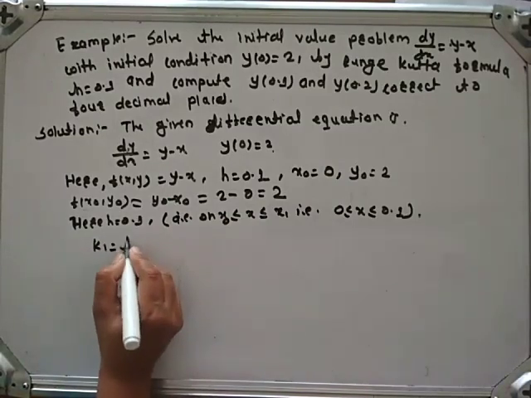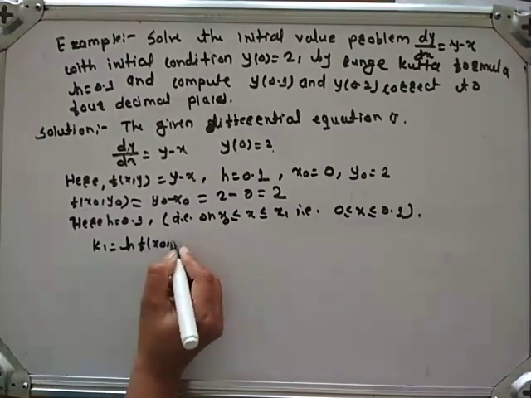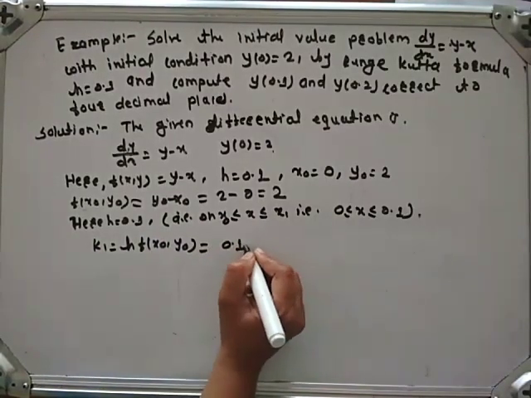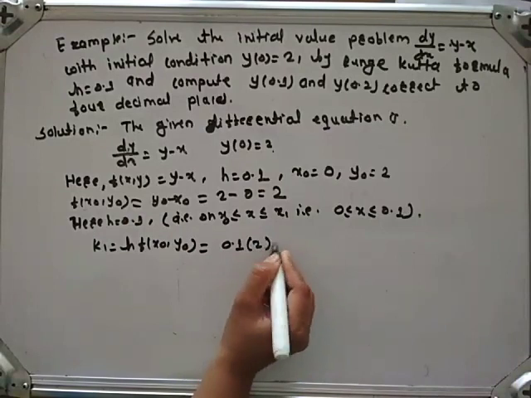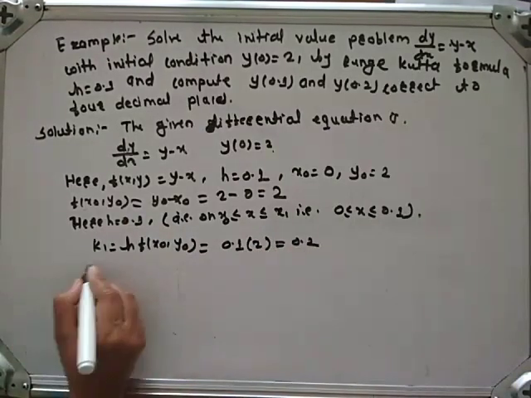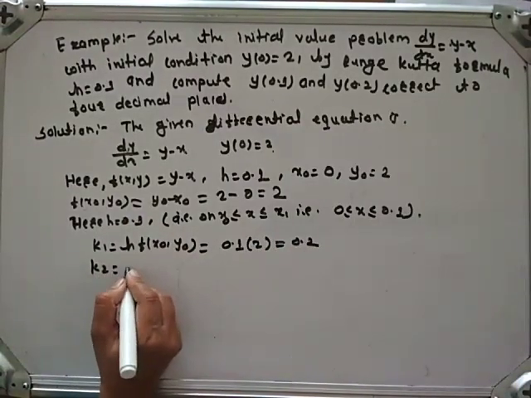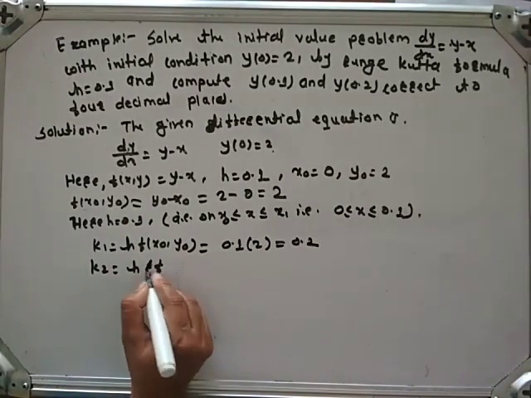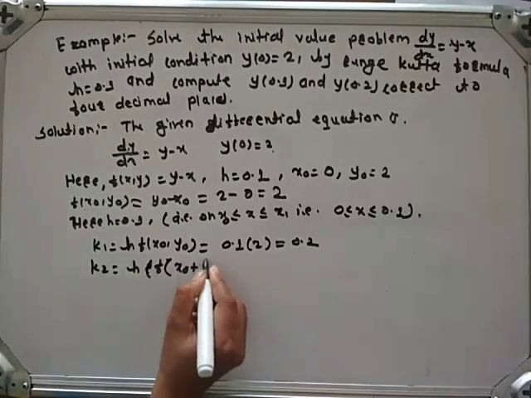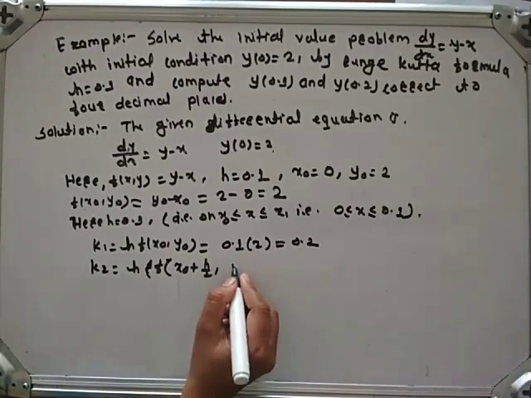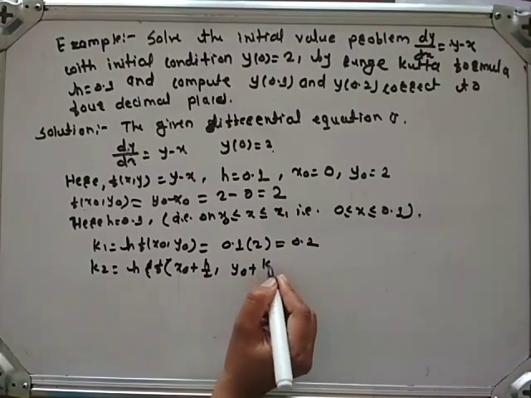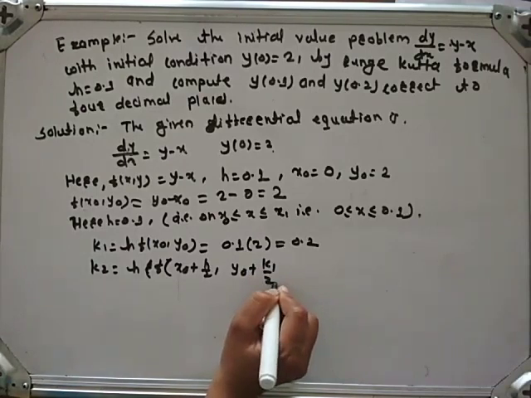So k1 is equal to h into f of x0, y0. What is h? h is 0.1 into f of x0, y0 is 2. This is 0.2. K2 is what? K2 is h into f of x0 plus h by 2 comma y0 plus k1 upon 2.